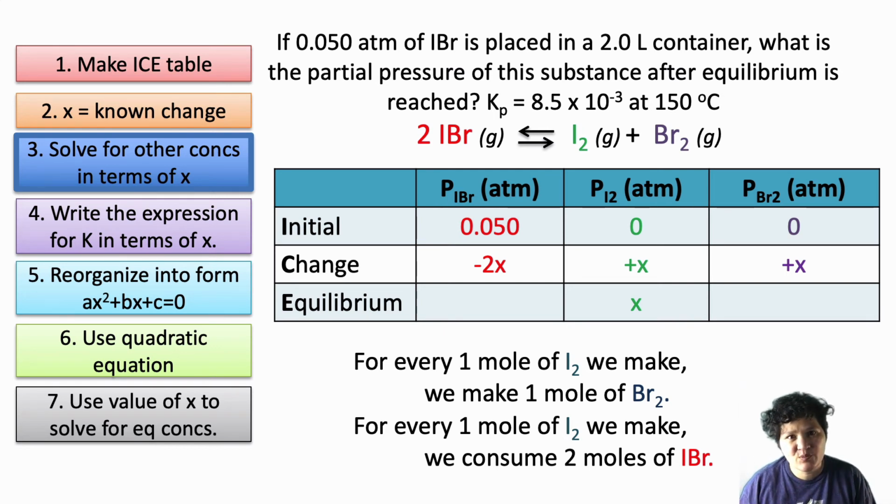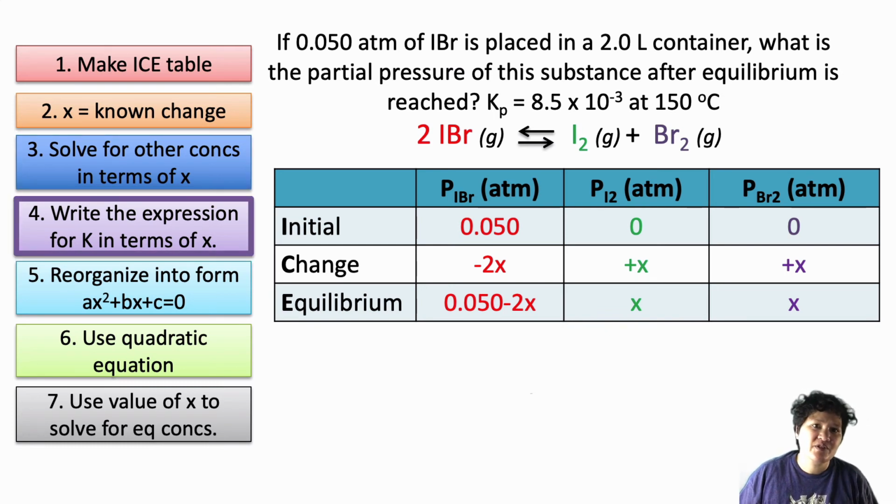If we make X moles of iodine, we would therefore lose 2 moles of iodine bromide in the process (look at the coefficient), and therefore the equilibrium concentration is going to be 0.050 minus 2X. If I'd made this 1X, then our pressures of iodine and bromine gas would have been 1/2 X, and that would be pretty annoying when we want to do our math. So now we're going to write the expression for K in terms of X.